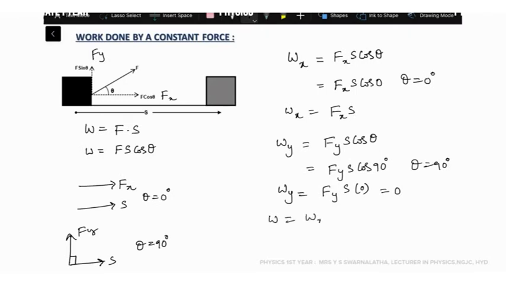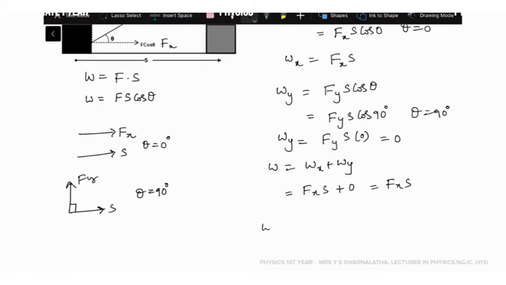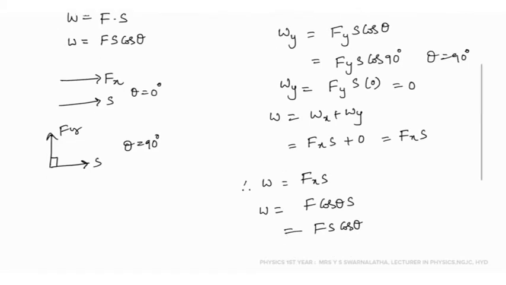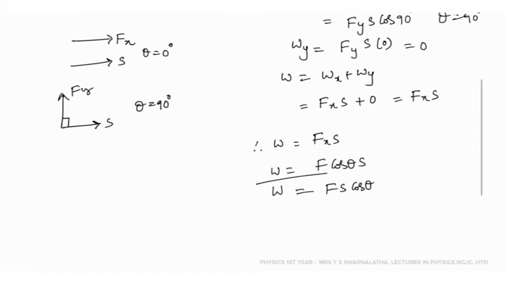Now we'll calculate the total work done. W is equal to Wx plus Wy. So Wx is Fx s plus 0, that is equal to Fx s. Fx is the horizontal component of F, F cos theta, times s. So we can write W is equal to F s cos theta.